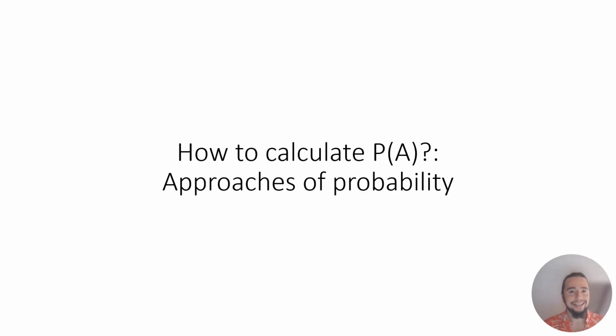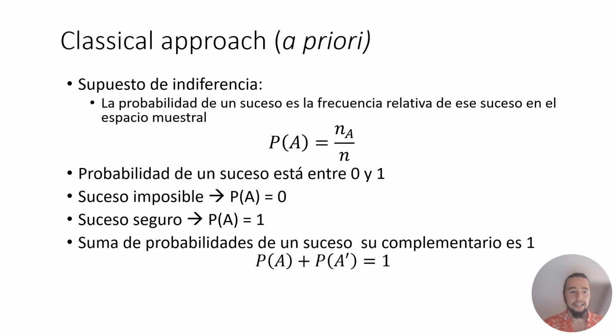So, how can we calculate the probability of something? This is a typical thing that we tell our students about the approaches of probability. The classical approach assumes indifference of events, and therefore we can assume that the relative frequency, that is the number of times that an event has occurred divided by the number of total events in the random experiment, is the probability of an event. Therefore, it's going to be a number between 0 and 1. 0 is impossible, and 1 is absolutely sure. And the probability of something added to its complementary is always going to be 1.